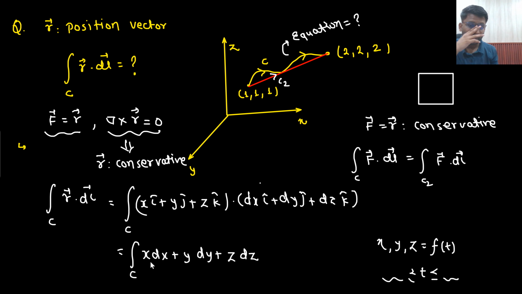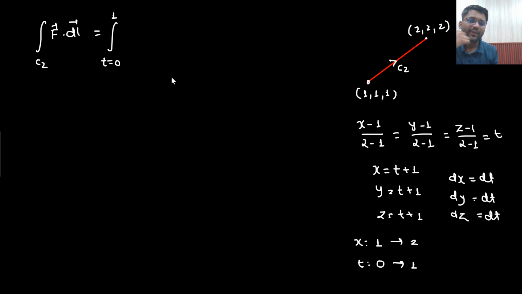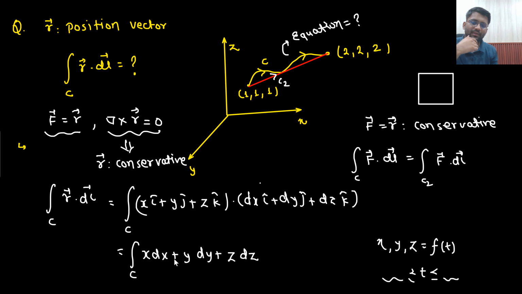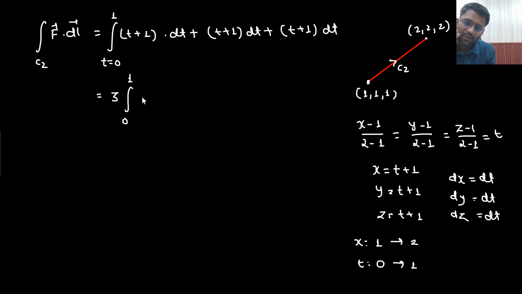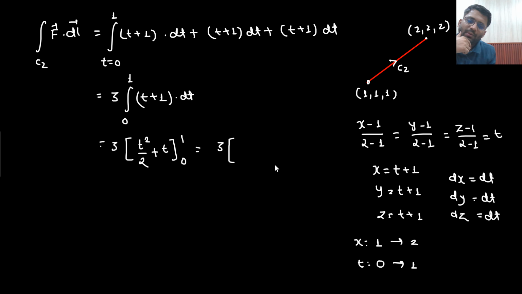So t going from 0 to 1, and what do I need to put? x dx. What is the value of x? x is t plus 1, dx is dt, plus y dy. What is the value of y? y is t plus 1, dt. And z dz, t plus 1, dt. So 3 you take outside, t going from 0 to 1, (t plus 1) dt. What do you get? t squared by 2 plus t, t going from 0 to 1. 3 into (1 by 2 plus 1), which is 3 by 2. So the answer is 9 by 2, which is 4.5.